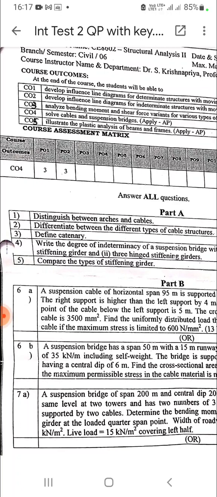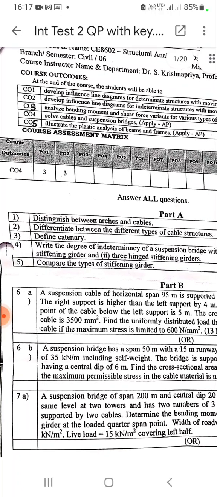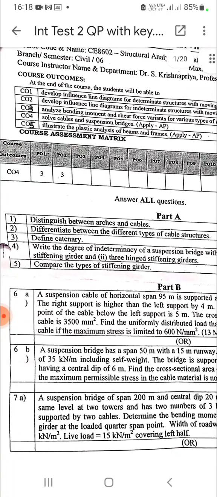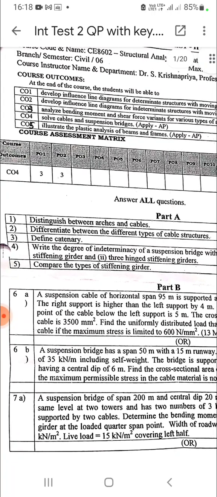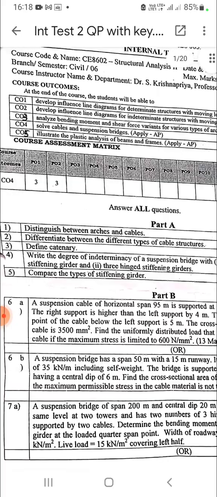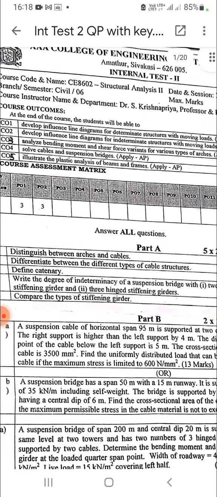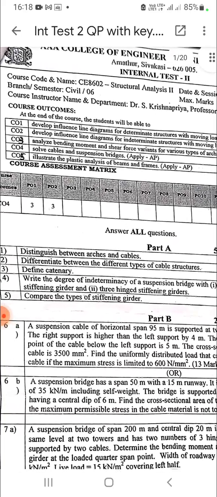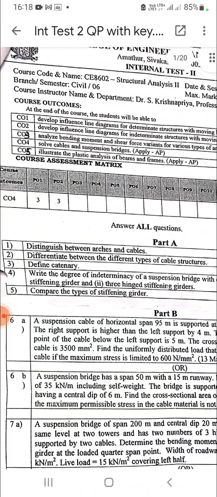Then you can write the static indeterminacy. The static indeterminacy for 2 hinge is SI equal to 1. It means it is statically indeterminate to first degree. First degree means 1. Whereas 3 hinge is statically determinate, SI equal to 0. That is the same question that was asked for the fourth one: 2 hinge, what is the degree of indeterminacy? Again people are confused a lot.